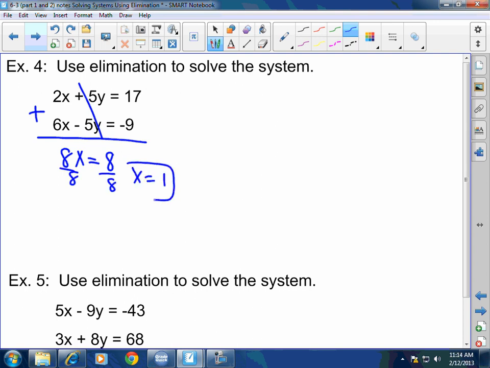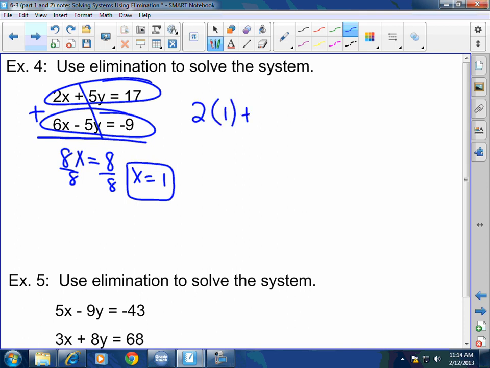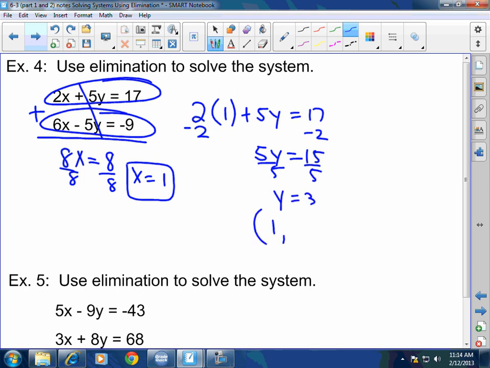X equals 1. Now I can plug that x into either that one or that one. I don't care. Which one do you want to plug it into? Because I don't care. Okay. So I got 2 times x, which is 1, plus 5y equals 17. Subtract 2 from both sides. 5y equals 15. Divide by 5. Y equals 3. My solution is 1, 3, and I can check it. Does that make sense, gentlemen?